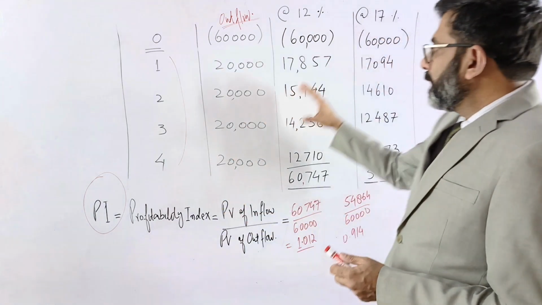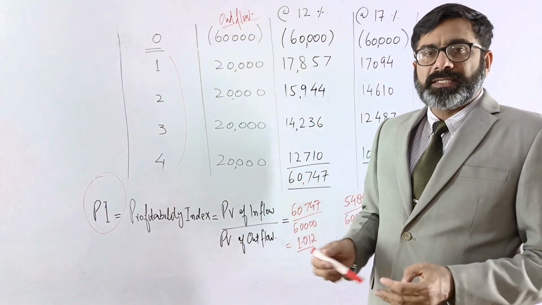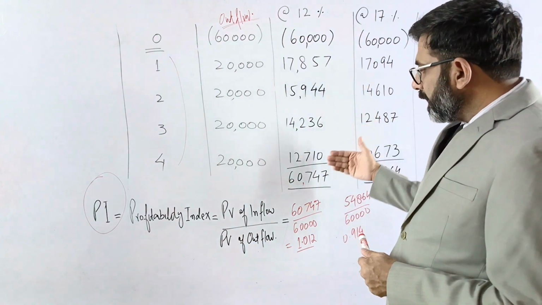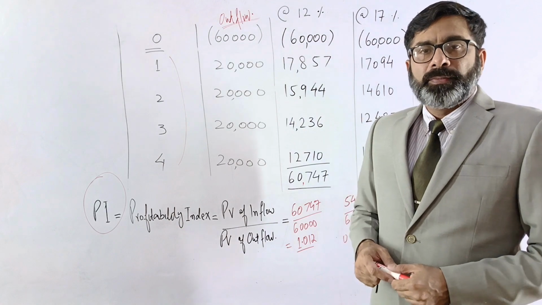How these present values are calculated, we have already discussed in the previous lectures: what the present value is, how we are compounding and how we are discounting over the years. For this purpose you can refer back to the previous lectures.